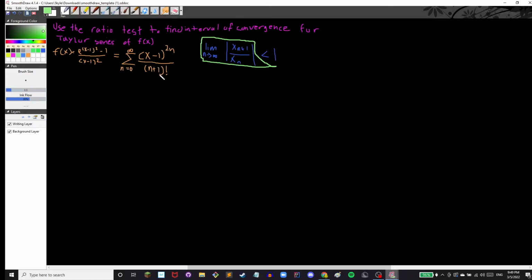Okay, cool. To use the ratio test, we know that we have to use this property, okay? So how do we implement this property with x sub n, x sub n plus 1? Well, x sub n plus 1 is essentially just replacing the n with n plus 1 in this series. So let's write that out.